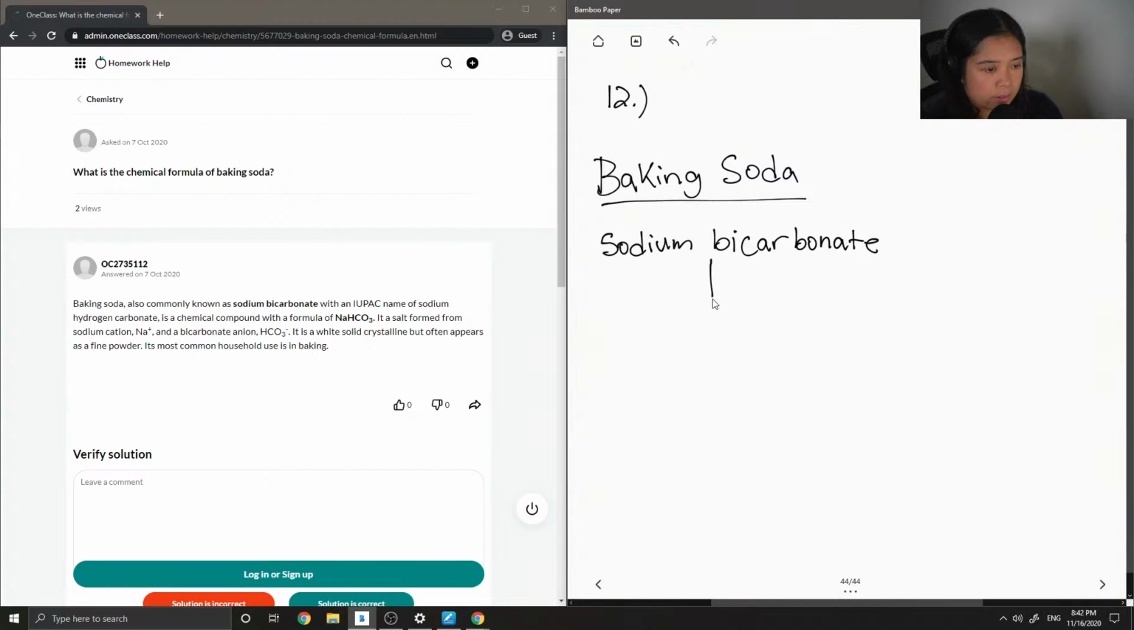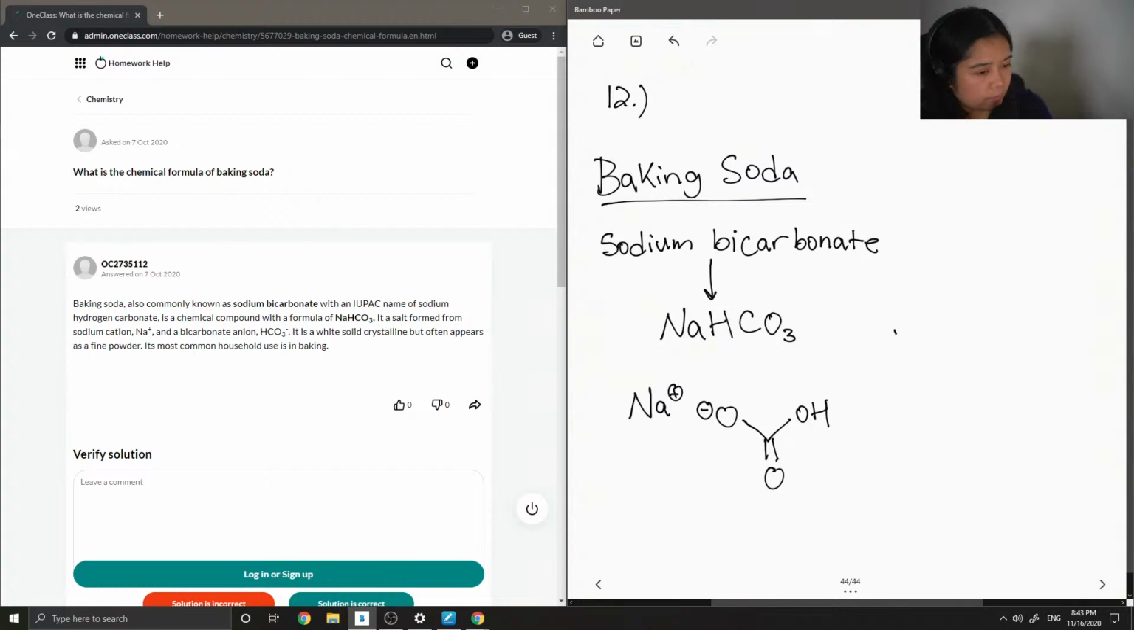Okay, so if you look at the chemical formula of sodium bicarbonate, it is just NaHCO3. And I can also draw it out just so that we can see what it looks like. We have a sodium ion, negatively charged oxygen, and then a carbonyl group attached to that.